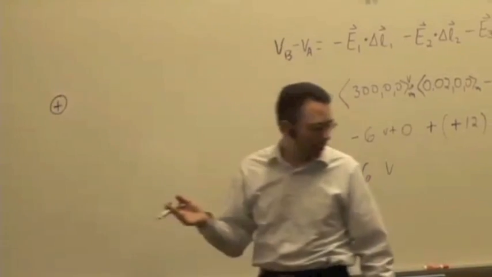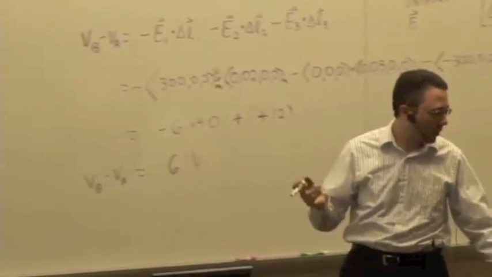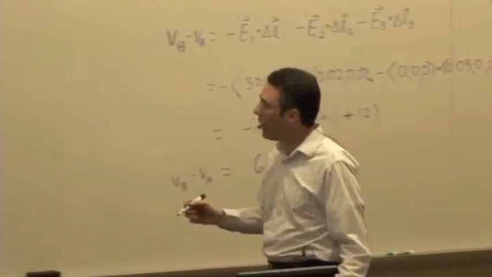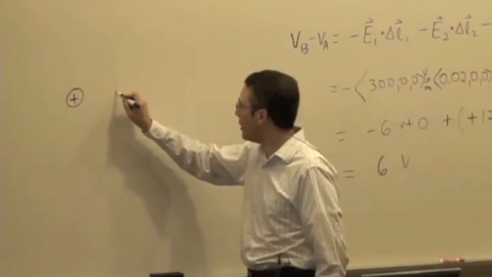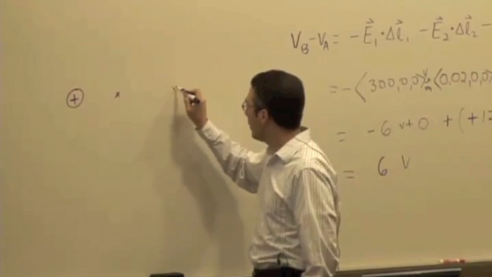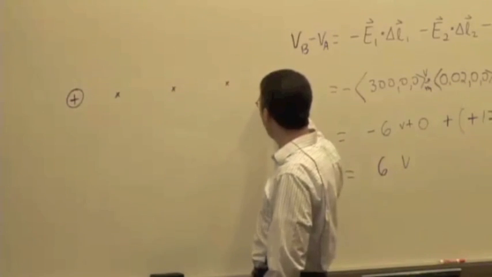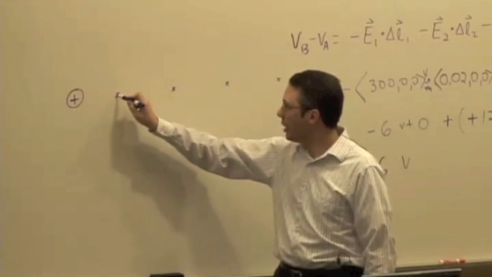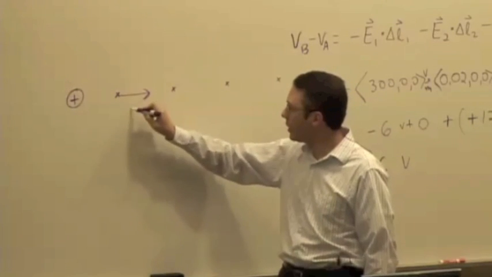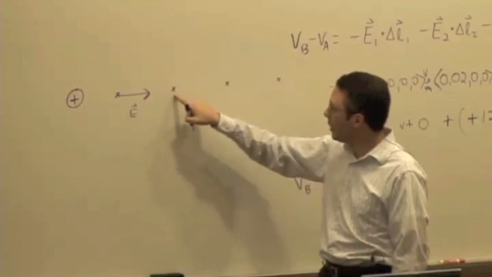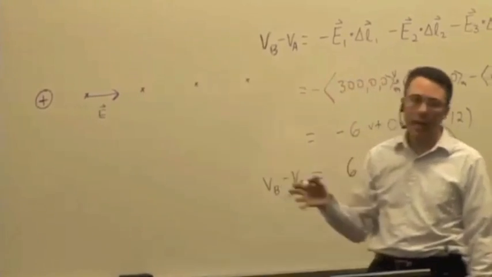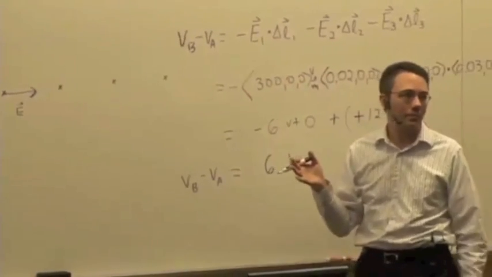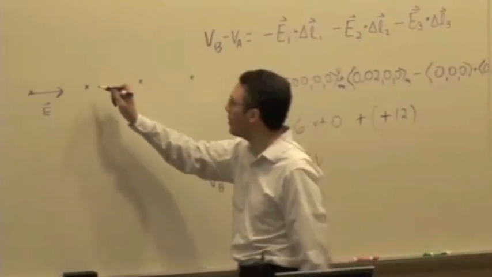Here's a positive point charge, a proton, right? Something like that. And I'm looking at various points along a path that's moving away from the proton. And the electric field here points in that direction. But as I move further away, what happens to the electric field? It goes down, right? The magnitude gets smaller and smaller.